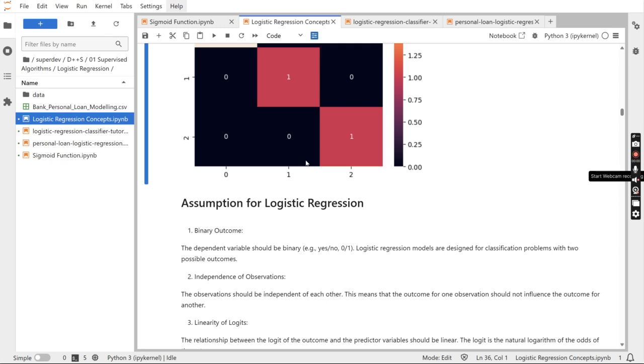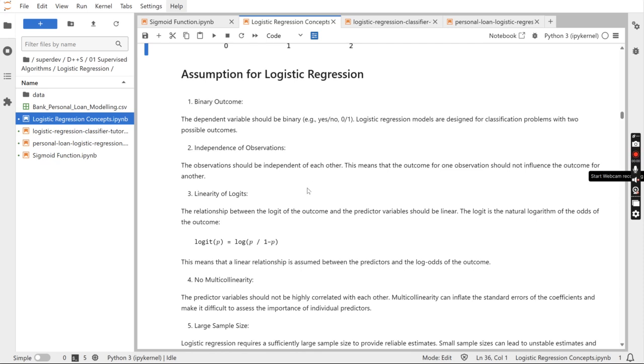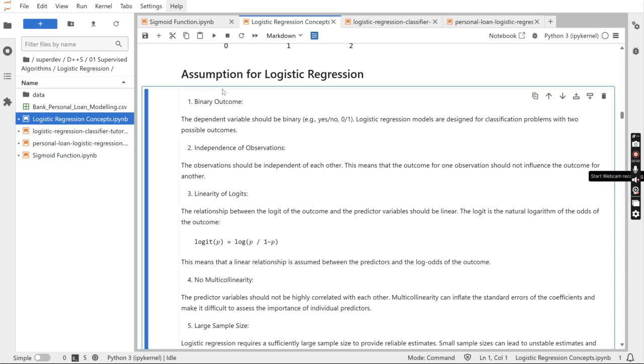Any doubts? Okay, if there are no doubts, then we will see what the assumptions are, when to use it and when not to use it.